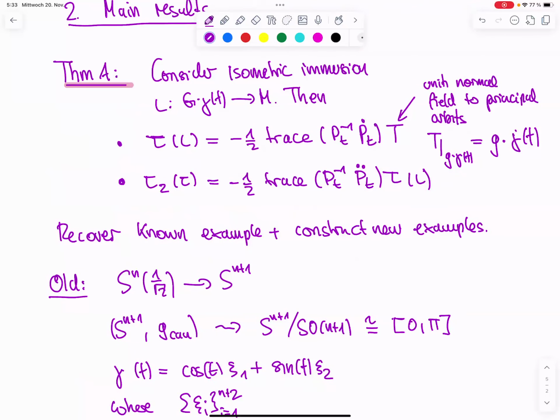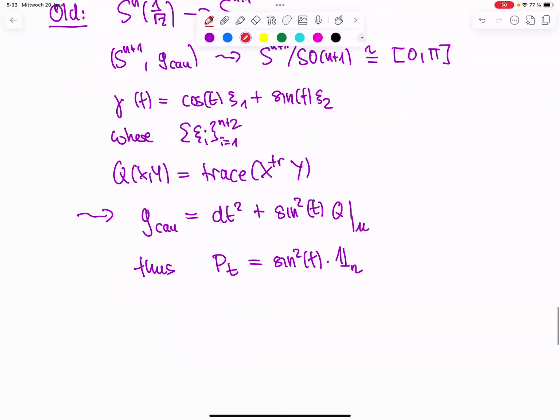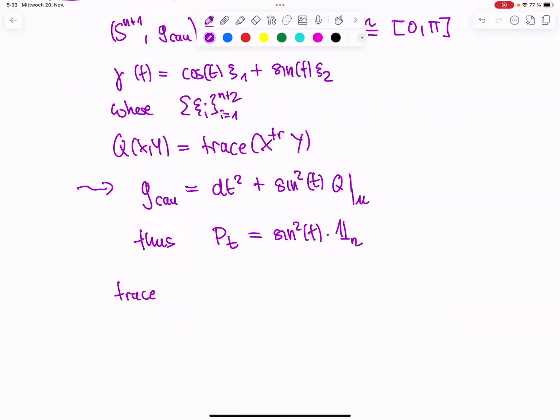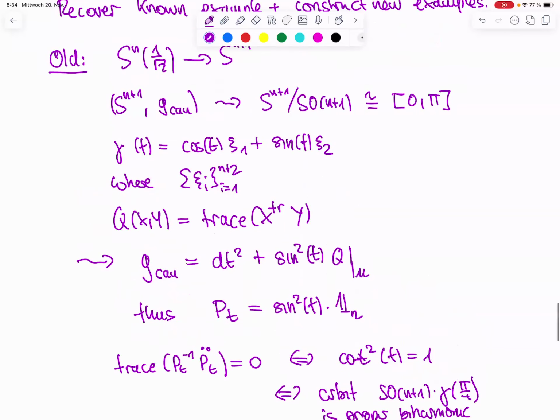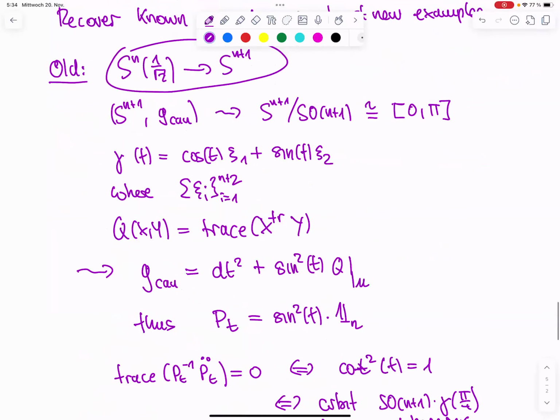Consequently, the equation here, trace P_t inverse, which is the condition for the hypersurface to be biharmonic, is equivalent, just plugging in, to cotangent squared being 1. And this is the orbit SO(n+1) times gamma(pi/4), which is proper biharmonic. And this recovers exactly the already known example I mentioned above. So this recovers this example in this setting.